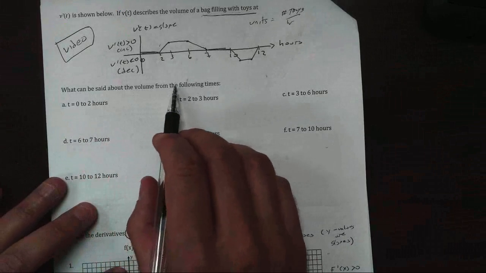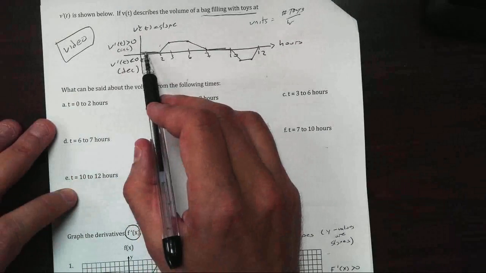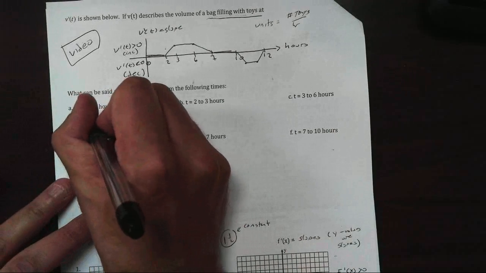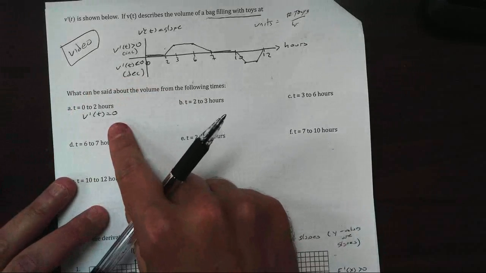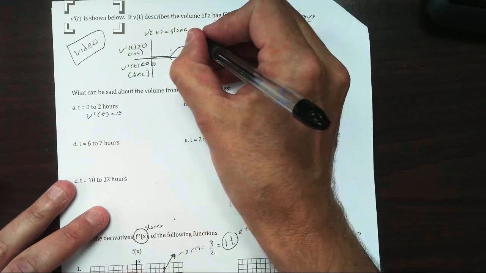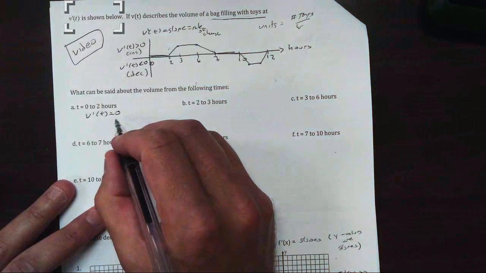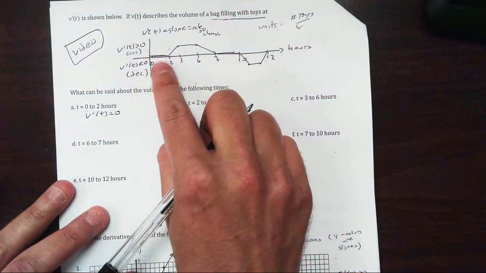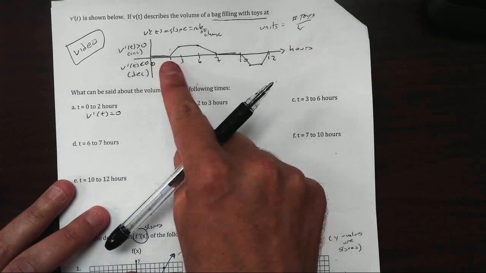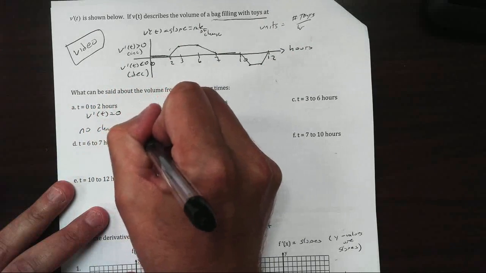So we're going to answer some questions about the following times. It asks, between t equals 0 and t equals 2 hours, what's happening? Well, let's put it in terms of velocity. During that time, v prime of t is 0. In other words, the velocity is 0. The slope, sometimes we call it the rate of change, make sure you write that down, the rate of change is 0. So what does that tell us? It doesn't tell us how many toys we have. All it really tells us is that the number of toys is not changing. So we say there is no change in the number of toys.